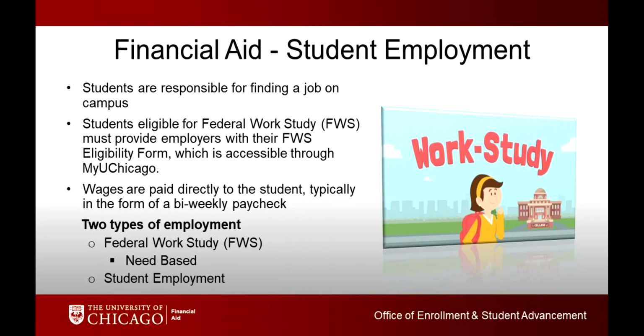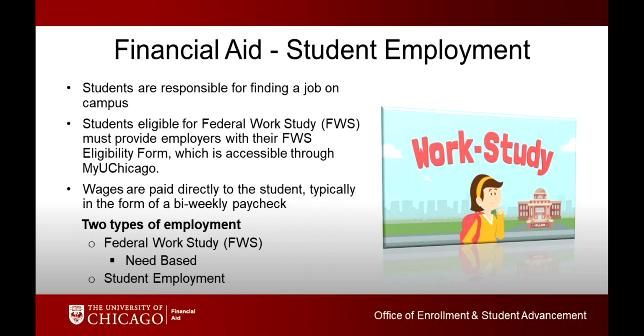So, student employment. Students do have to find a job on campus if they are interested in working. We do not have a dedicated work-study office that assigns positions to students, so we do leave it up to you to find your position. If you are eligible for federal work-study, it will be noted on your award letter. As it's stated here, there are two types of employment: federal work-study and just standard student employment.